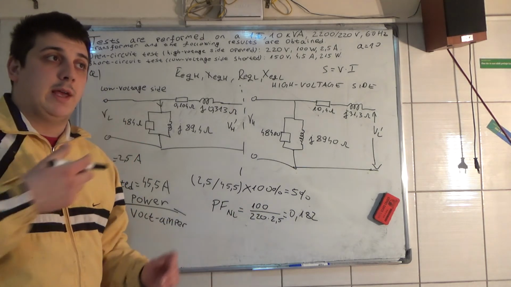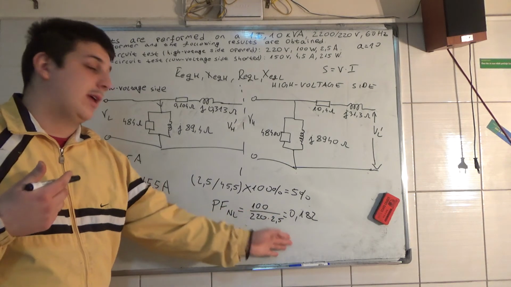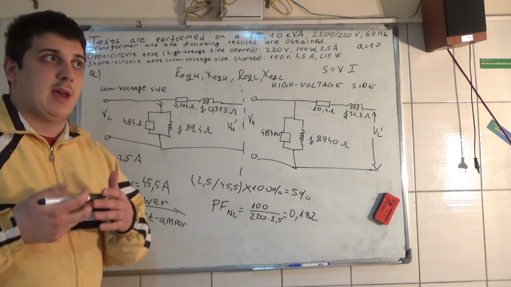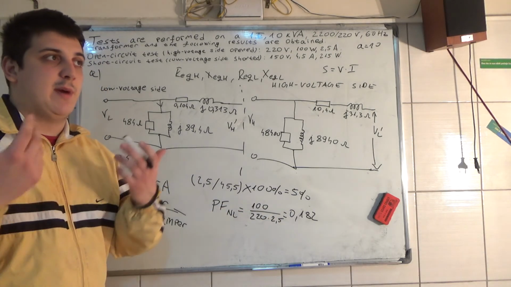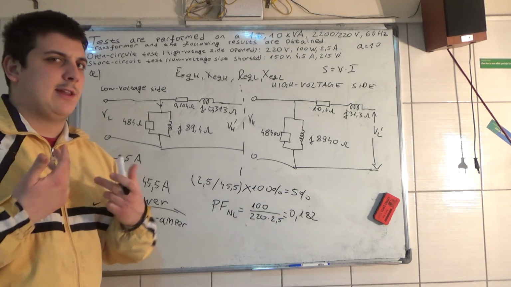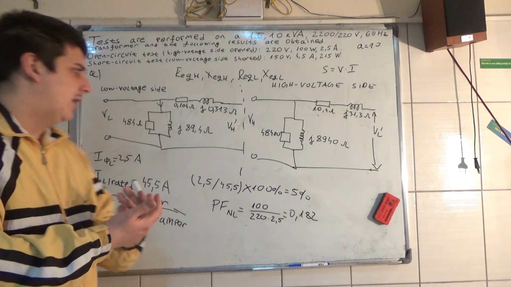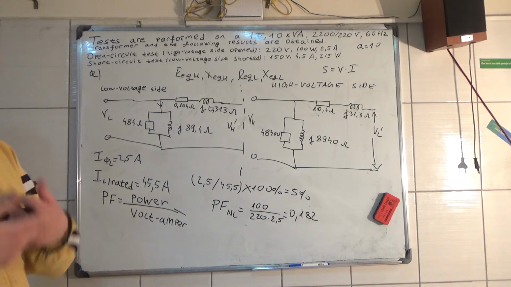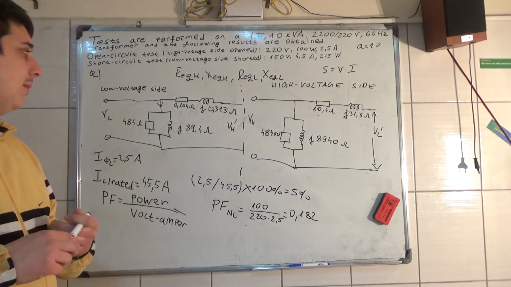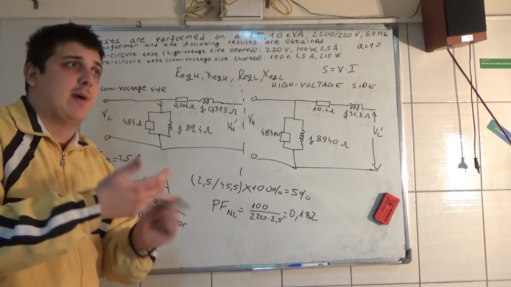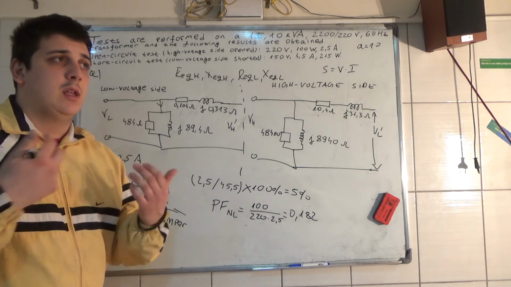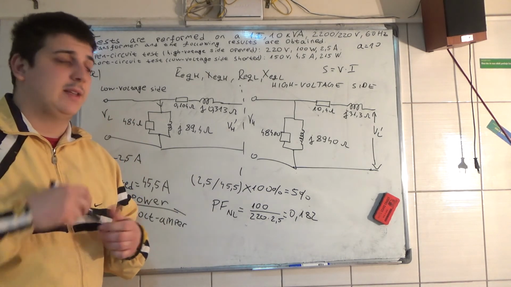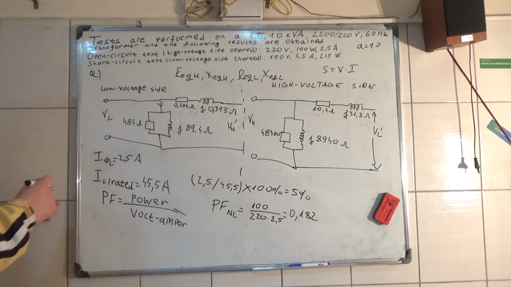Now I don't know if this tells you something, but at no load you can see most of the power is reactive, because you don't have much resisting material. You only had magnetizing, more magnetizing material, so more reactive power to magnetize the magnetic circuits.